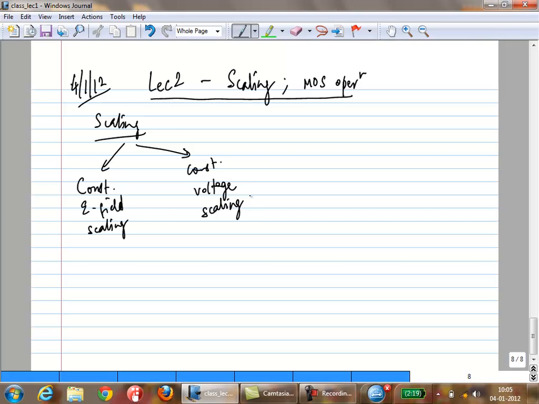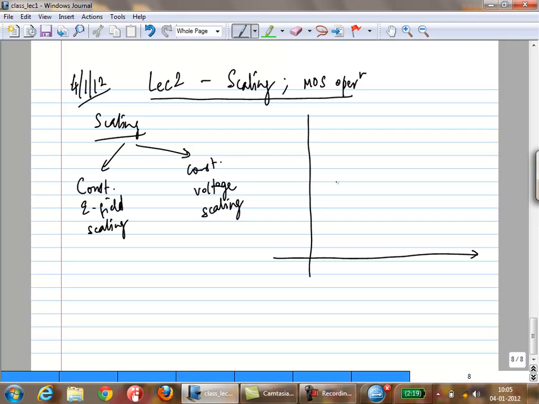If you decide to keep your voltage constant and scale your dimensions, your electric field will keep increasing, right? The danger in that is that eventually you may reach the breakdown voltage of your material, of your oxide. If you look at the history of process scaling, at different points of time they have used either constant voltage or constant E field.